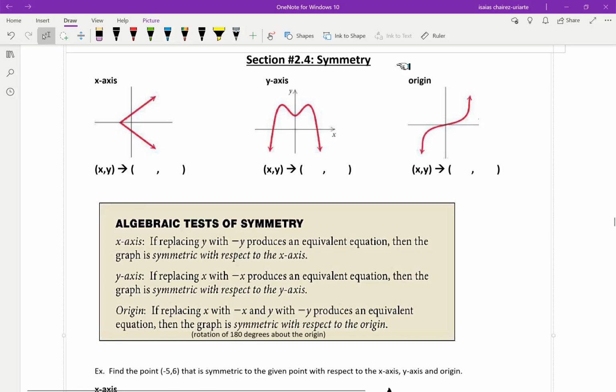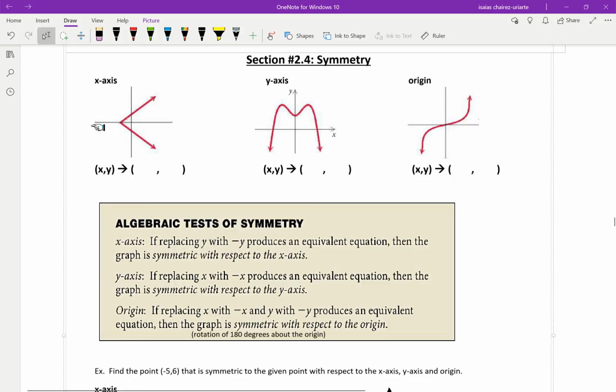This is section 2.4. We're going to be talking about symmetry of graphs and functions. Alright, so we're going to say that a graph has symmetry with respect to the x-axis if the x-axis serves as a mirror image. So what's above the x-axis is reflected on the x-axis with what's below the x-axis.